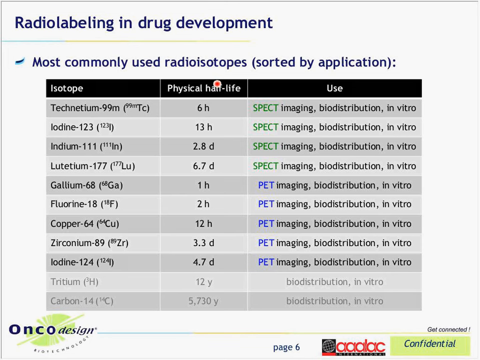Indeed, two different modalities can be used for imaging experiments with radionuclides. SPECT, where you have here four examples with half-lives from 6 hours to more than 6 days, and also the PET imaging modality, with examples of isotopes with half-lives ranging from 1 hour to 4 days. So when you have to choose an isotope, if you want to do an imaging study, you have to take into account the type of imaging modality. Let's see in detail the two modalities.